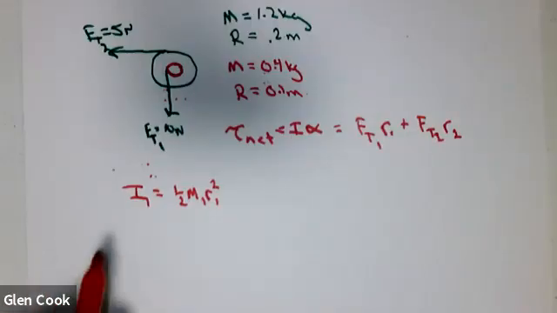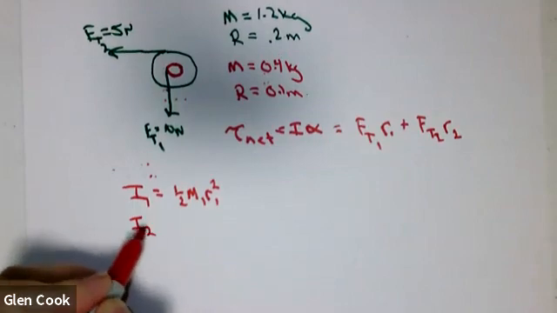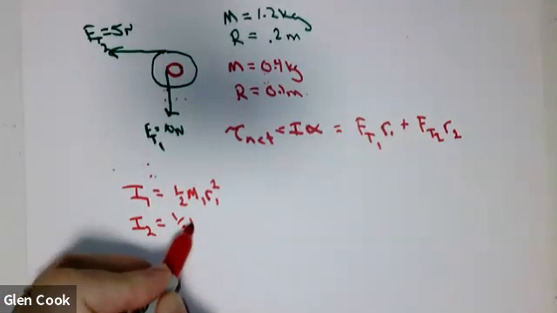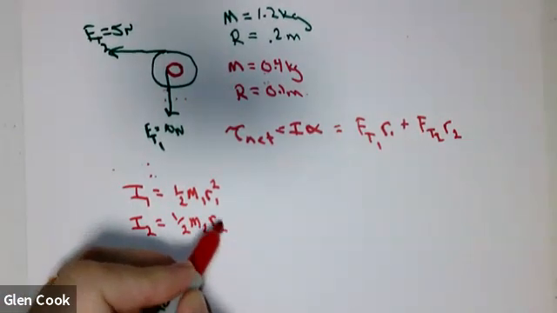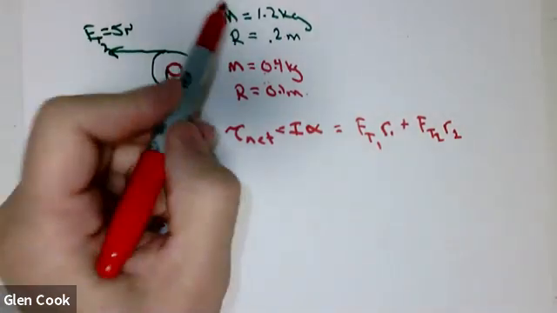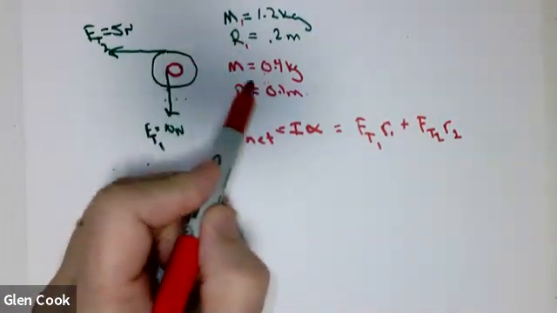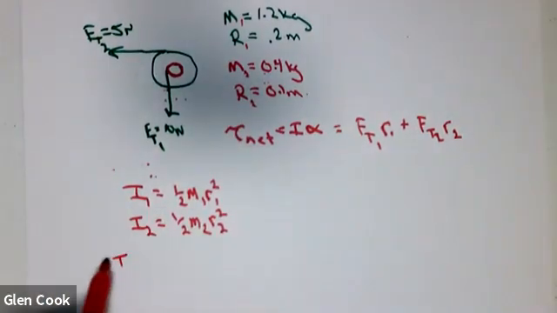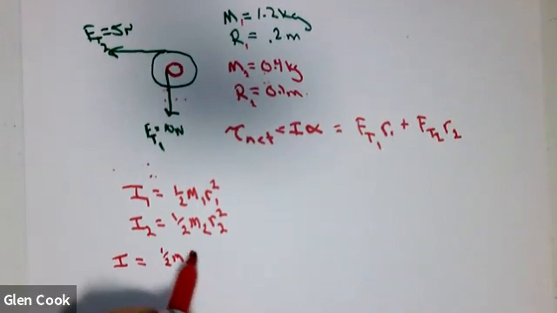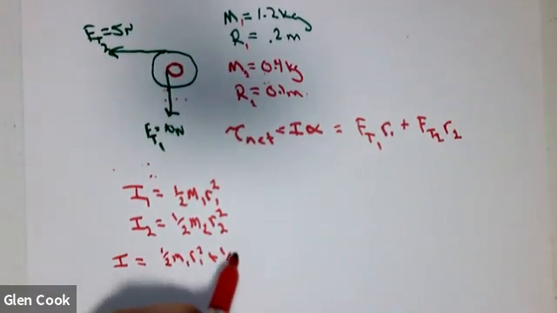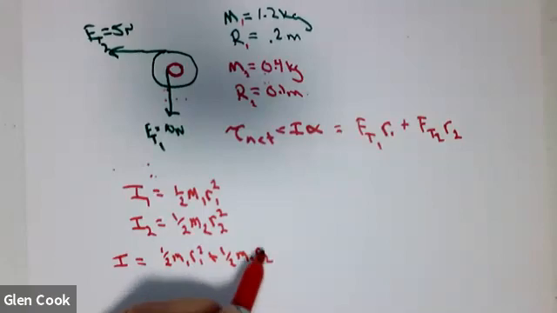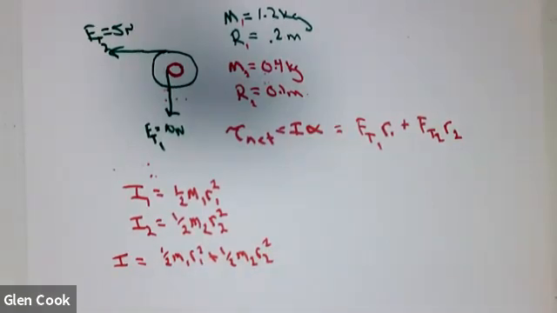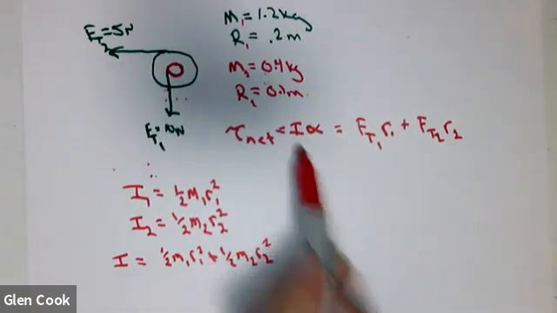That's I1, and I2 is 1/2 m2 r2 squared. Well, I'll call this one 1 and this one 2. So I've got a total I that'll be equal to 1/2 m1 r1 squared plus 1/2 m2 r2 squared. That's my total I. So that's what I'm going to put in place of I there.